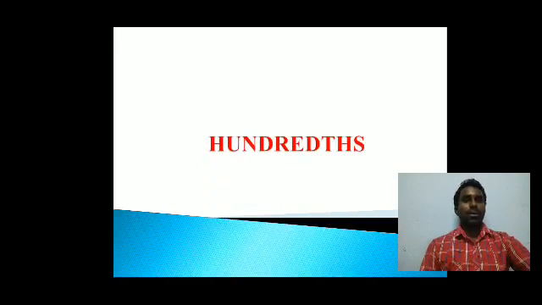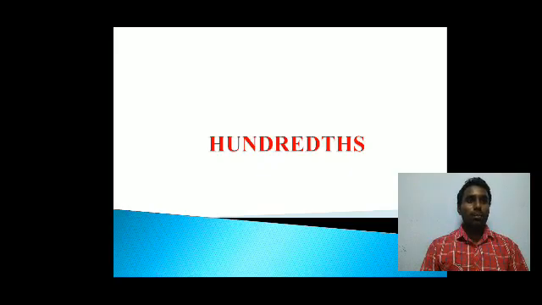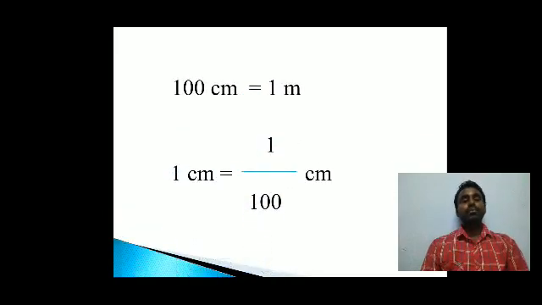So what is meant by hundredths? After the decimal point, the first digit I said is tenths, the second digit is hundredths, right? So numerically we write it as 1 by 100. Am I right? Okay.